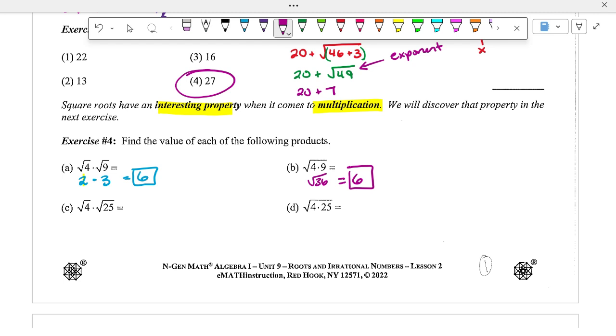So look between A and B. Using the same numbers, the only difference is the first one had the radicals separate. The second one had both numbers under the same radical. What do you think is true? Take a shot in the dark, guys. What do you think is true?